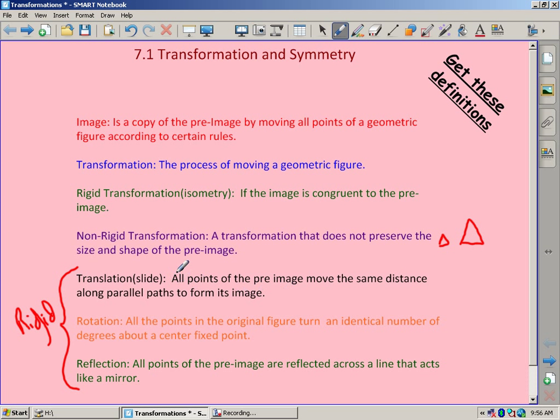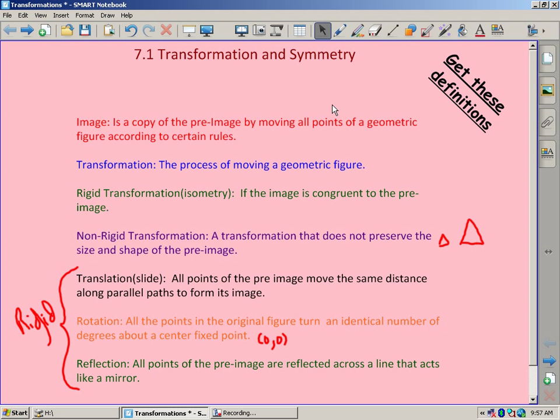transformation. The three transformations that we're going to deal with are, first, a translation, a slide. All the points of the pre-image move the same distance along the same path to form its image. Basically we're just sliding the object across the plane. A rotation is when we turn the figure around a fixed point, and most of the time the fixed point that we're going to use is 0, 0. And then the reflection is like a mirror. We're going to have a line that we reflect the object across, so you get the reverse of it.